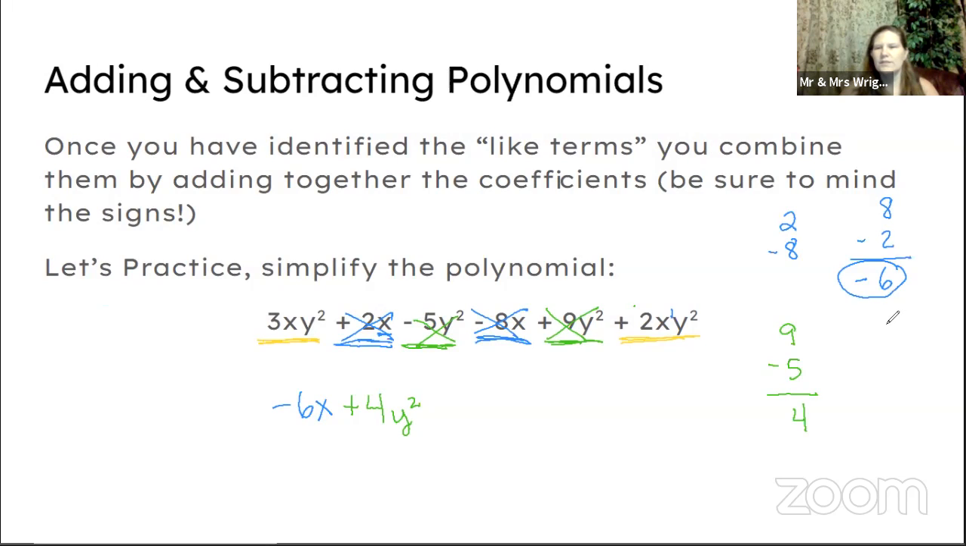This is a positive 3 and a positive 2. So in order to combine them, we just add 3 plus 2, and that's going to give us a positive 5. Don't forget to write the variables x, y squared. So this is combining like terms. Okay, so that's also known as simplifying the polynomial.